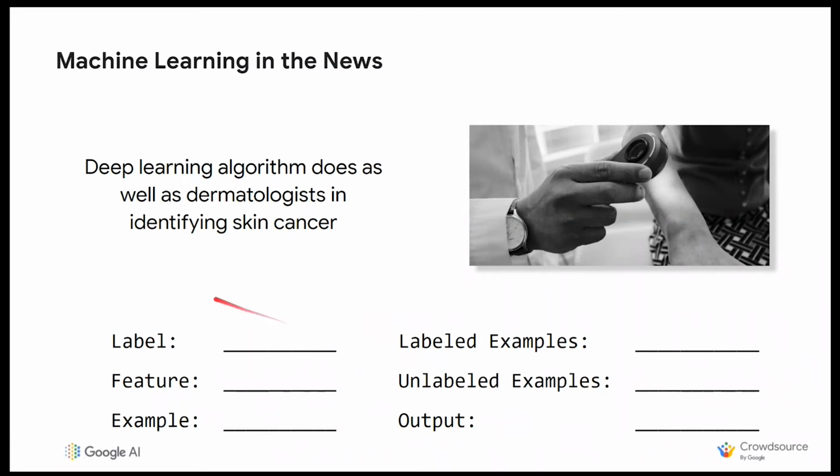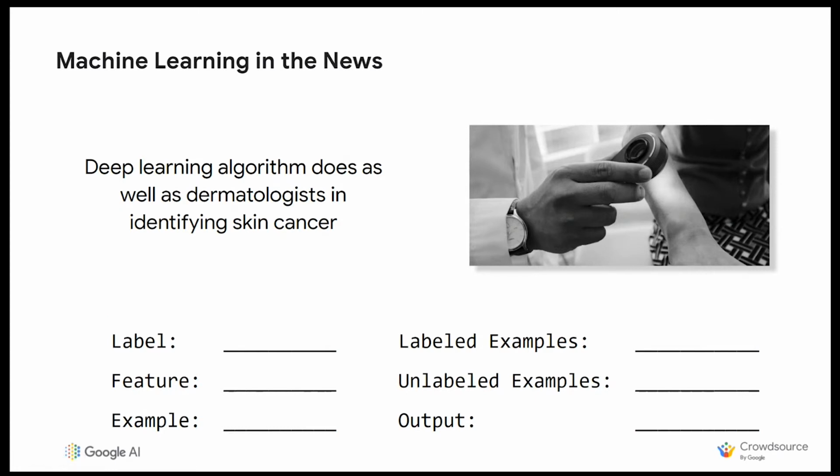So what can be the label, feature, and other keywords for this particular example: the way a deep learning algorithm does as well as a dermatologist in identifying skin cancer. Based on what you have understood in the previous session, can anyone give us information about what can be the label with respect to skin cancer? Our objective is to find skin cancer. So what can be the labels here?